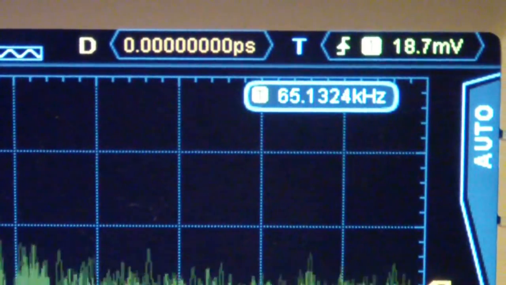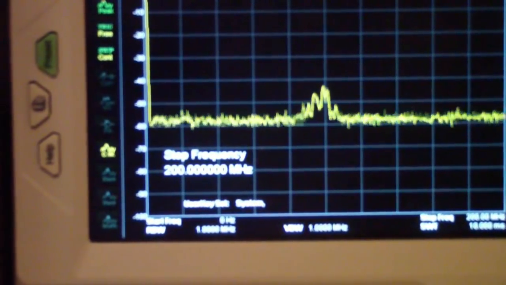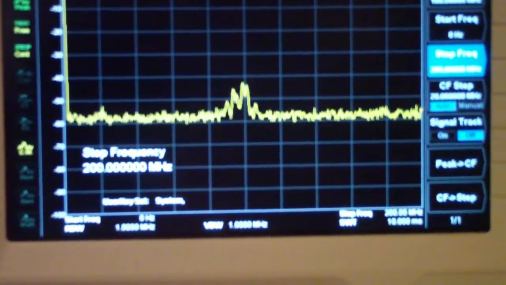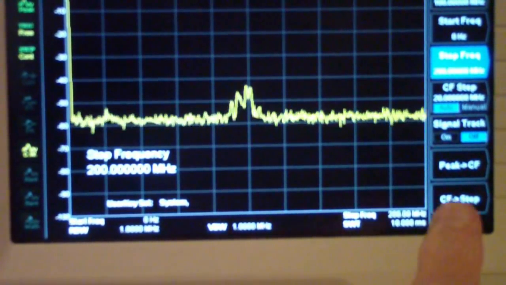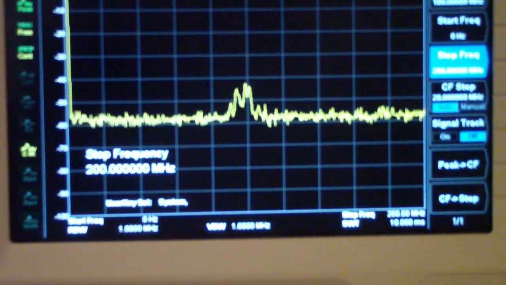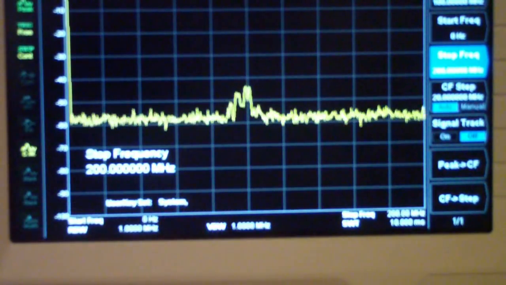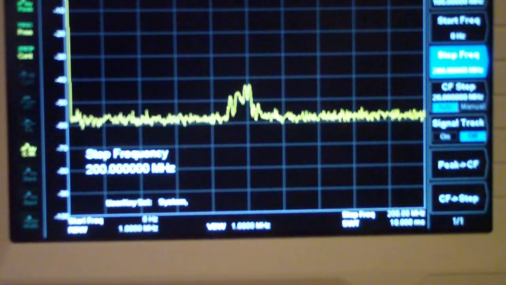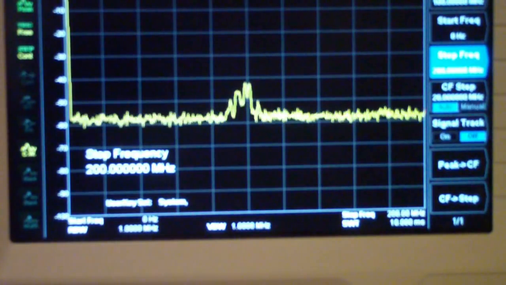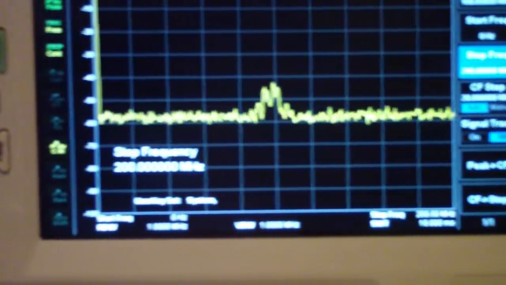But now let's go up and look at the signal on the DSA-815, the spectrum analyzer. It's set up for 200 megahertz on the right. And you notice that roughly in the middle, around 100 megahertz, there are a lot of different signals that are being generated by this. So what is this special device and why am I showing it?